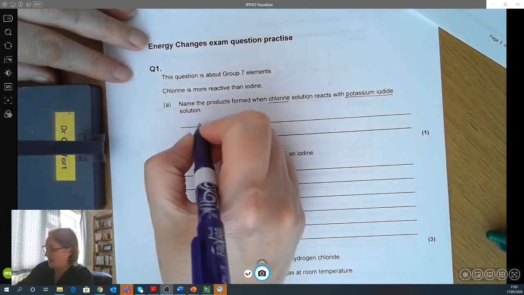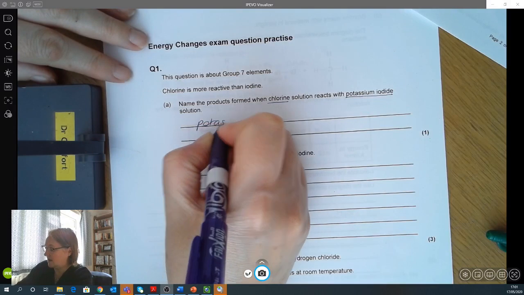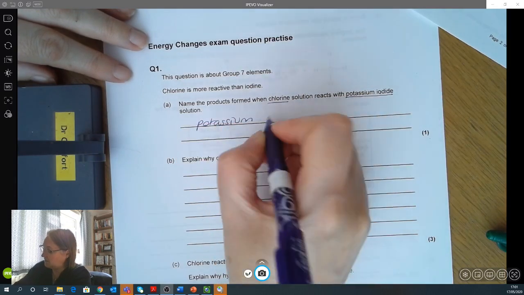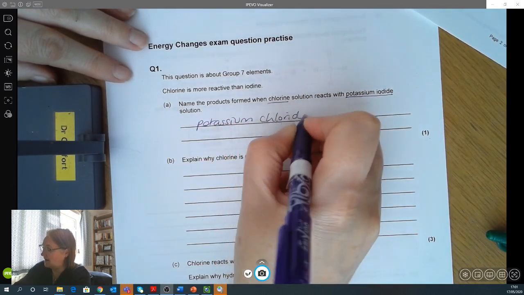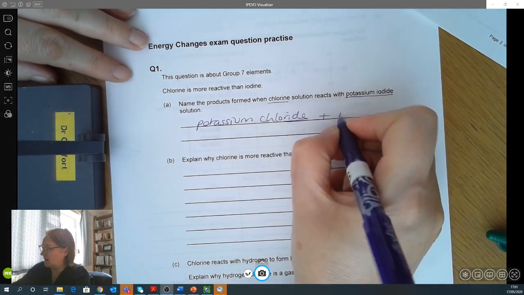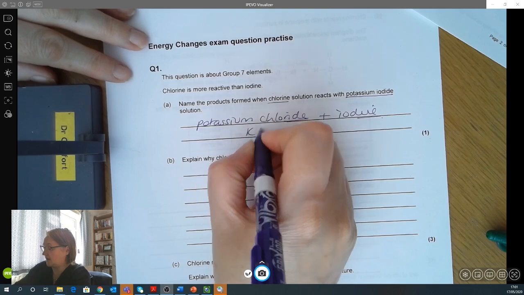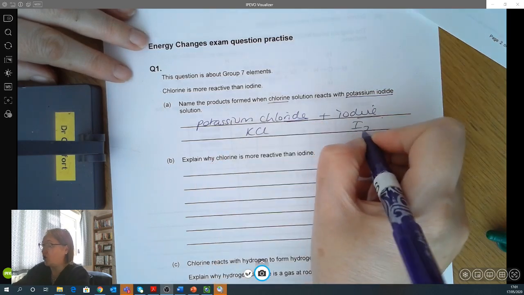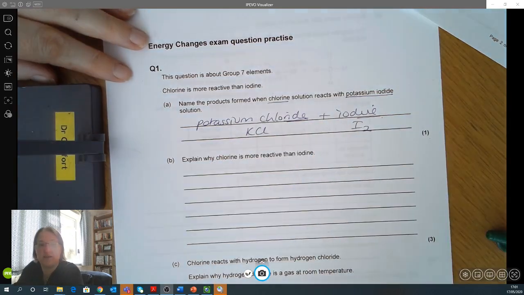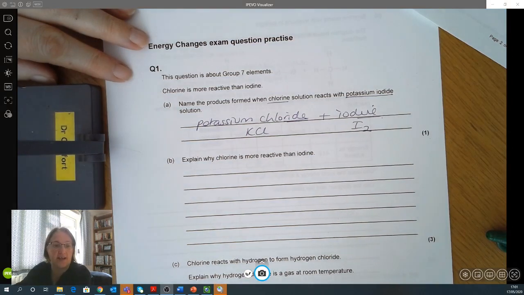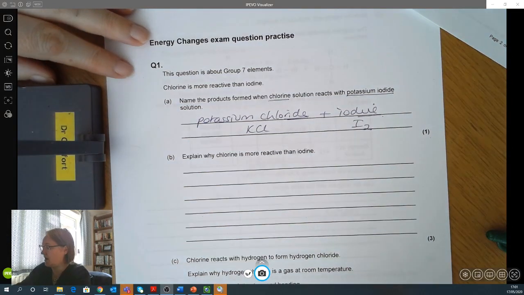So I will make potassium chloride and iodine. Or obviously I could accept KCl and I2. Be careful there though if you use the symbols, that iodine's one of the ones on the hockey stick. It's one that goes around in pairs, isn't it?